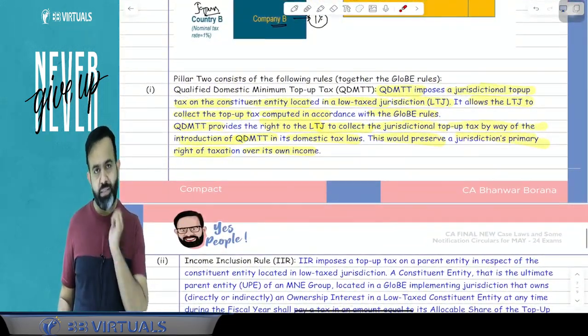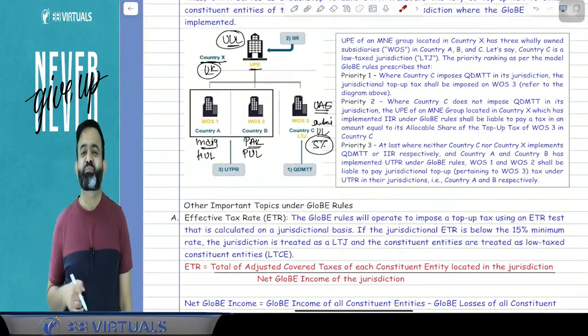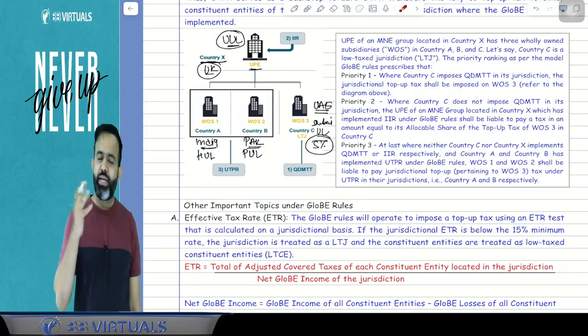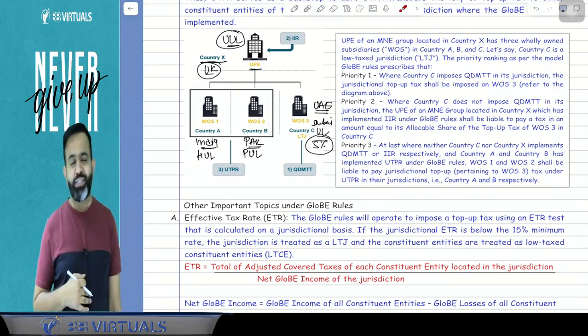But guys, suppose for example Dubai is not charging the top-up tax. Dubai charges only 5% tax. There is no GloBE rule related law in Dubai, so Dubai is not charging that 10% tax.